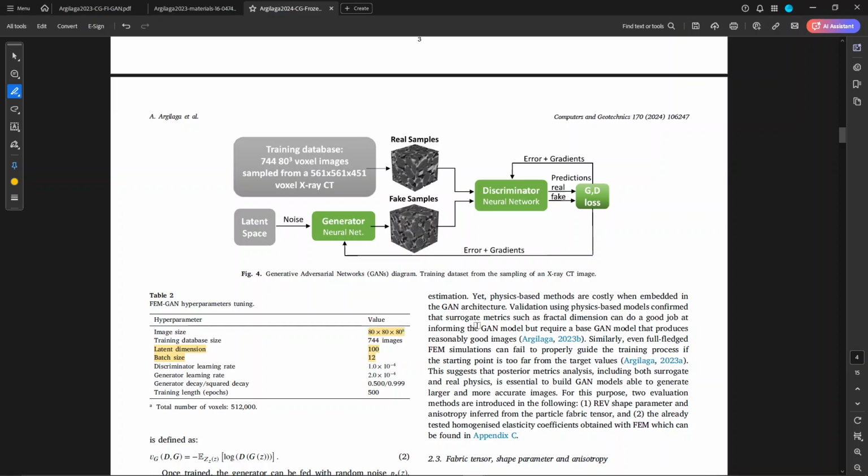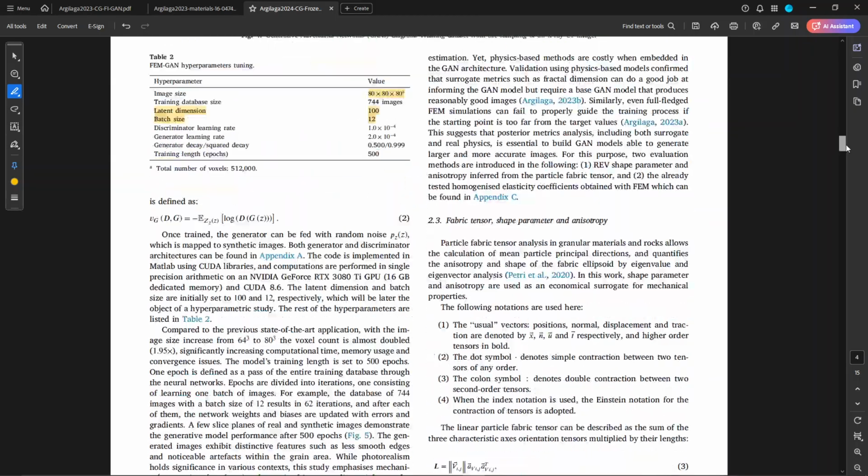So how will we decide what's optimal? We'll measure a posteriori metrics of these images, and the a posteriori metrics will be some significant measurements for this kind of material. I will show you now.